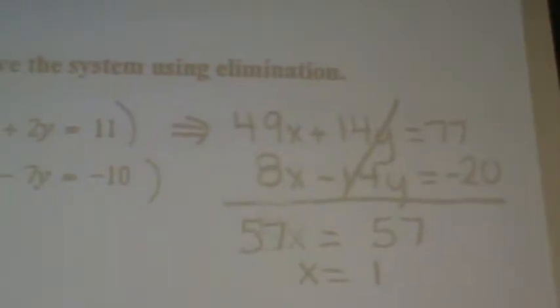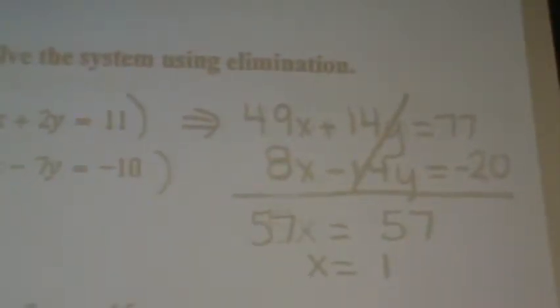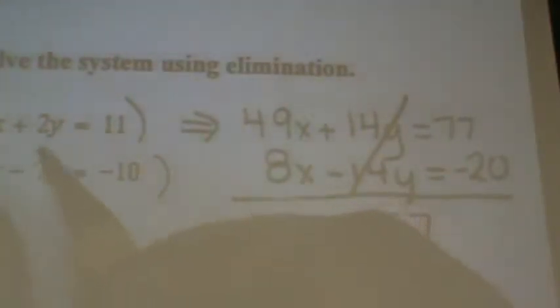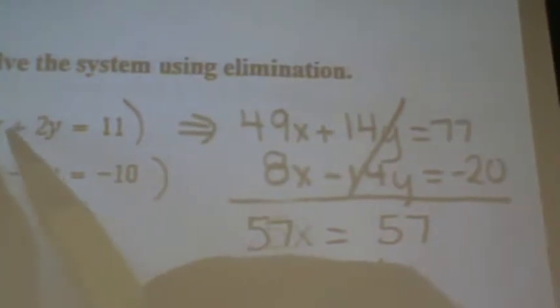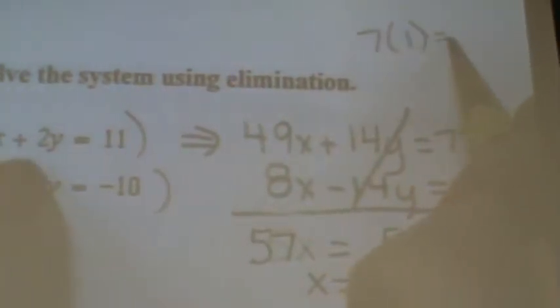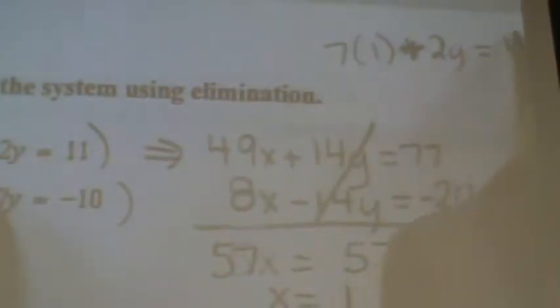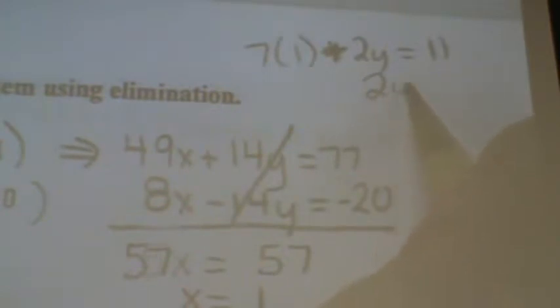So I already know this is a consistent system, I'm getting an answer. How do you find the y value? You're going to plug 1 in, I'd probably do the top one. 7 times 1 is 7, plus 2y equals 11. Subtract 7, what do you get? 4, and what's y? 2. So y is 2. So the answer is 1, 2.